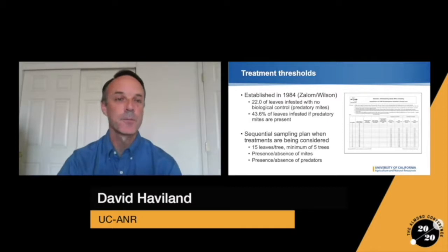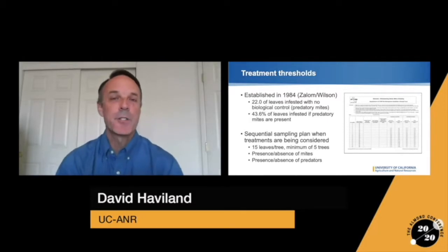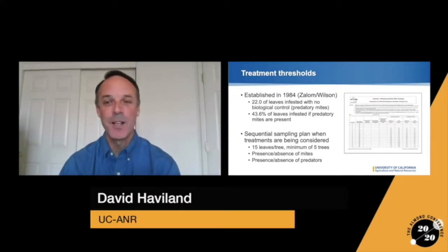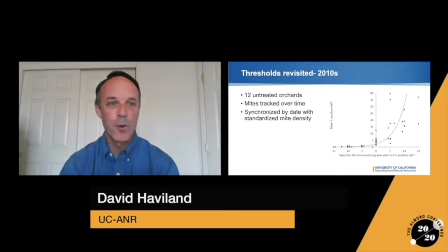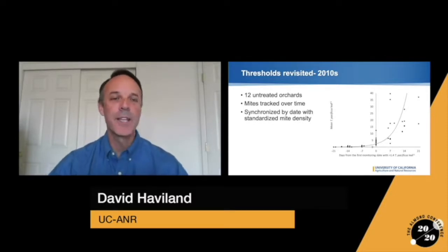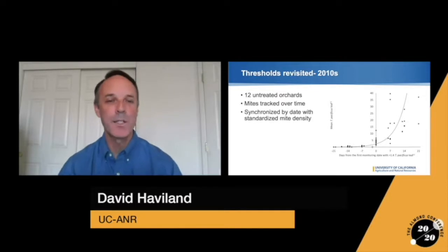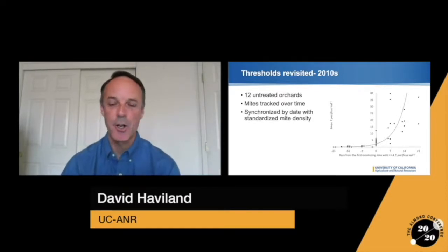Now, we did some efforts to relook at these thresholds. As I said, 1984 was a long time ago, and we realize a lot has changed since then. So we looked at 12 different orchards over the past decades, tracked the mites over time, and at each site we synchronized the numbers based on 1.4 mites per leaf. We called that day zero, and then we calibrated all the other data as weeks before or weeks after that day zero. And you can see the chart here.